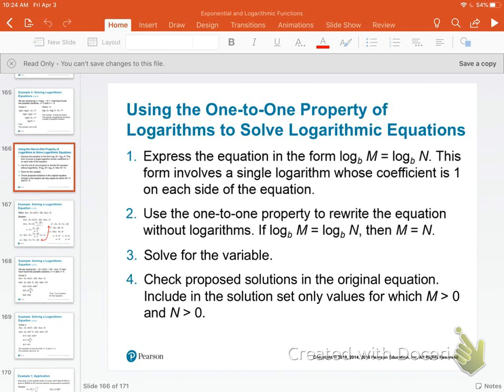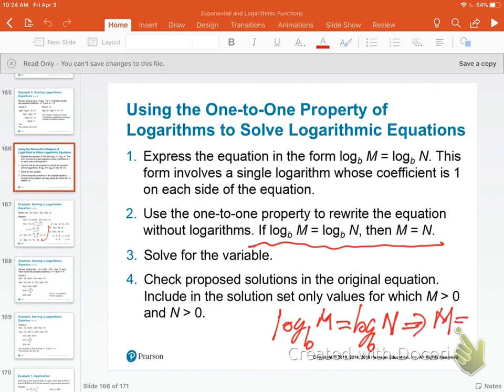For some other log equations, we have to use this property. If you have the same base b, then log base b of m equals log base b of n implies the power m is equal to the power n. So you can delete the log and b, and you get a new equation without log. This is the one-to-one property. Examples.